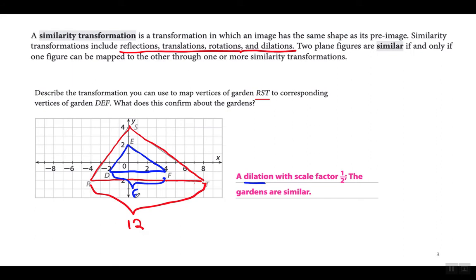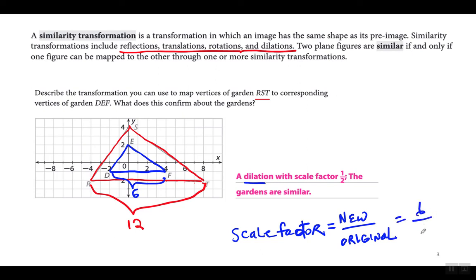Okay, so remember in the previous chapter, to get scale factor, I don't think it's necessary to write all this out, but just to review what we did last chapter, you would put the new side over the original side and simplify. So 6 over 12. When I divide the top and the bottom by 6, I get 1 over 2. Another way you could have done it is just say, what do you multiply 12 by to get 6? You multiply 12 by 1/2 to get 6.